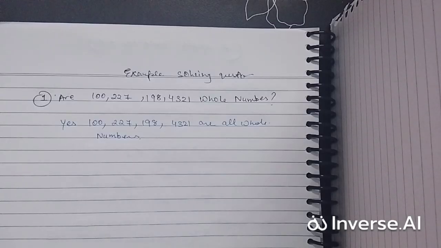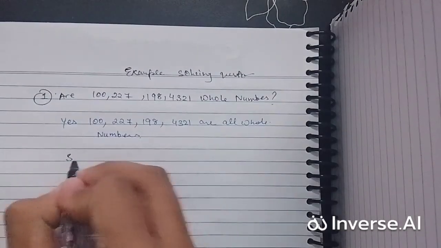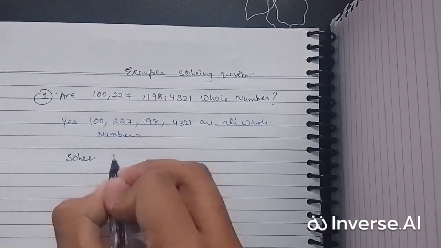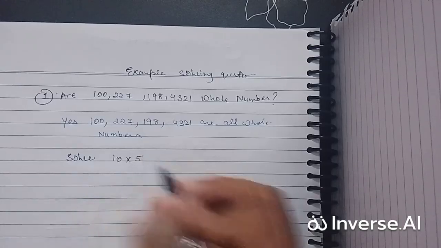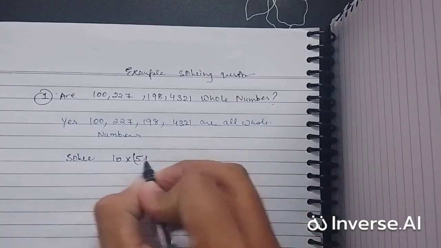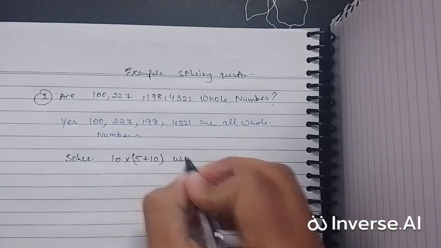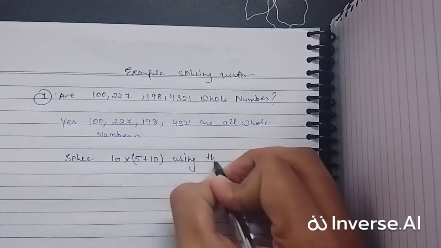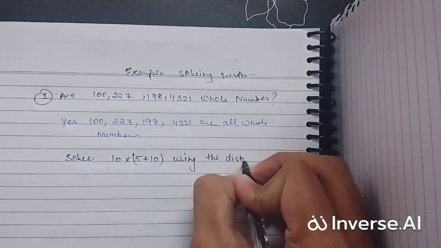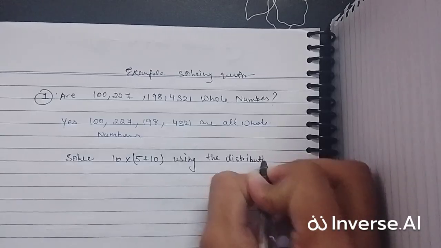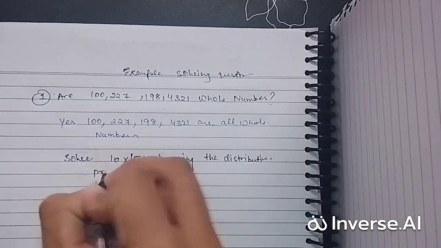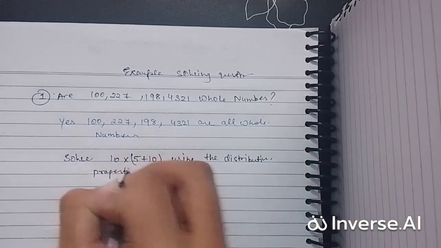And for the second example, solve 110 × (5 + 10) using the distributive property.